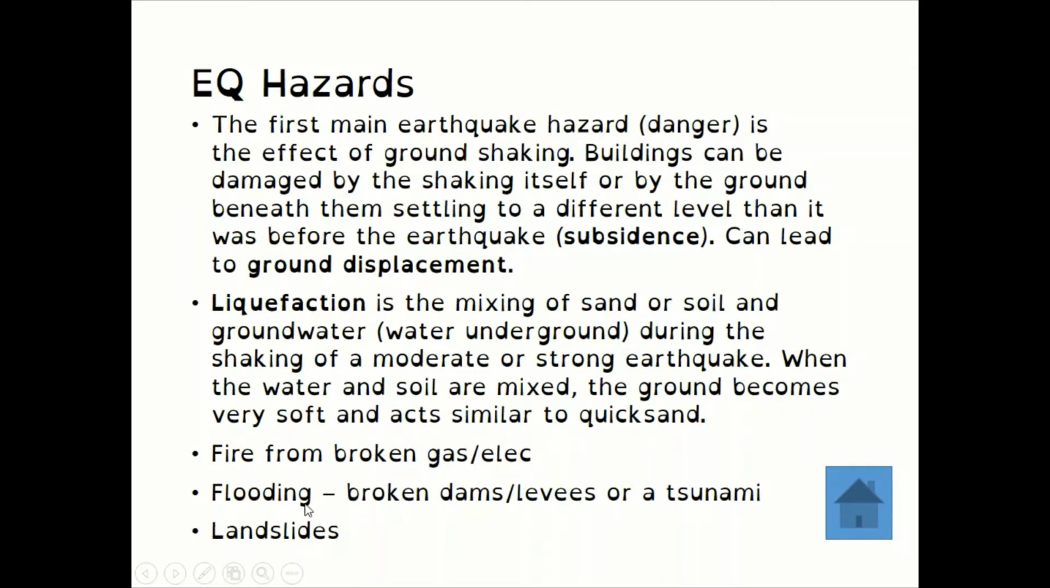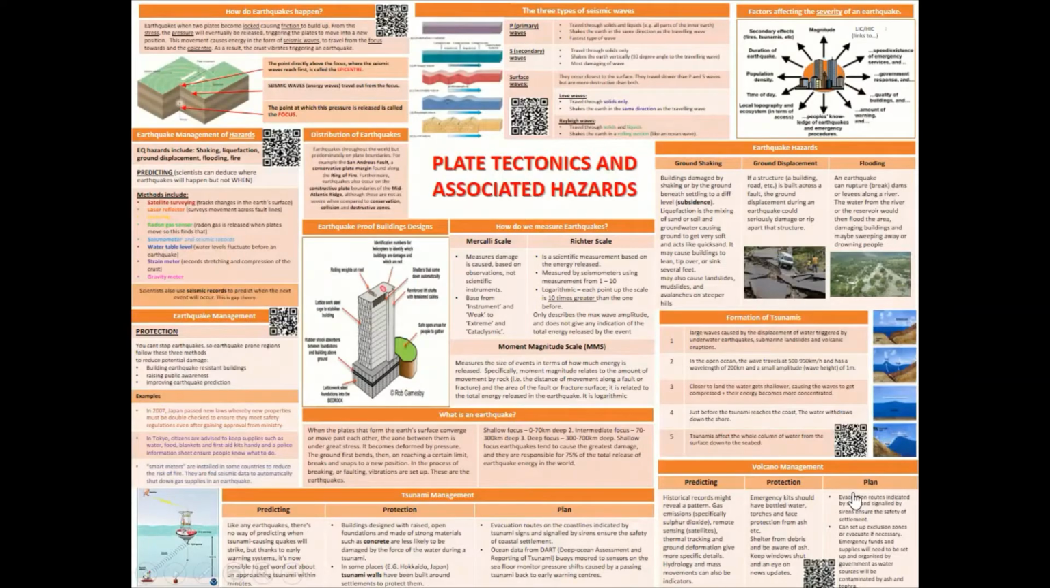You can have flooding, especially if there's been damming or levees, man-made ones, or it can lead to tsunami, obviously, and landslides being a very key one if it triggers that, which can have big secondary impacts. So they're your main earthquake hazards from that.